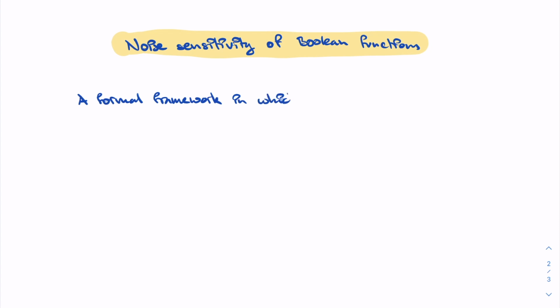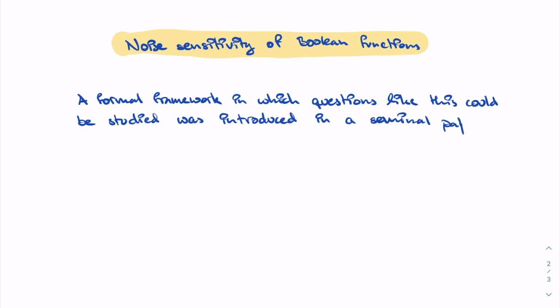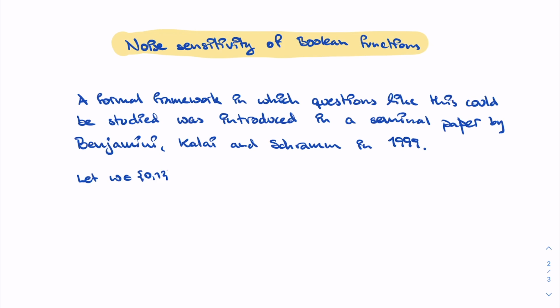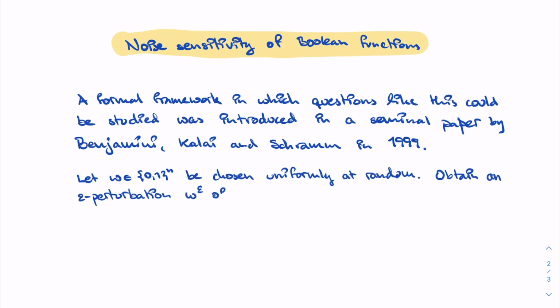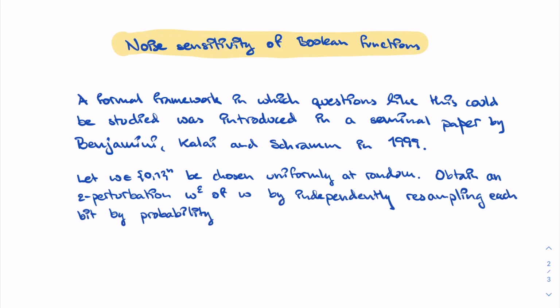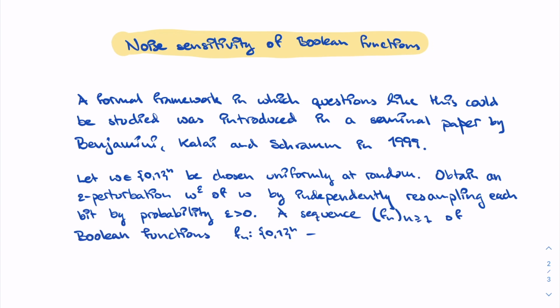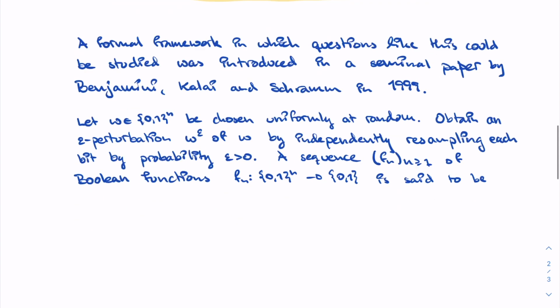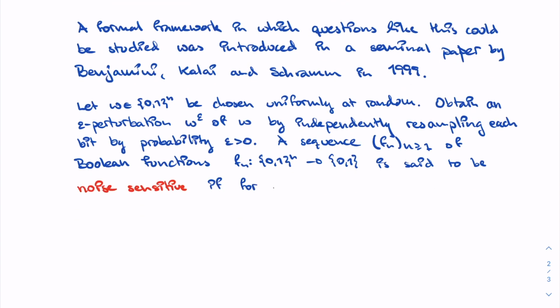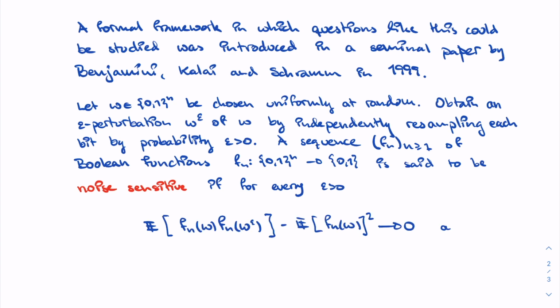A formal framework in which questions like this could be studied was introduced in a seminal paper by Benjamini and Schramm in 1999. Let omega be a string of zeros and ones chosen uniformly at random. Obtain an epsilon perturbation of omega by independently resampling each bit with probability epsilon. A sequence of Boolean functions is said to be noise sensitive if for every epsilon the functions evaluated at the two configurations are asymptotically uncorrelated.